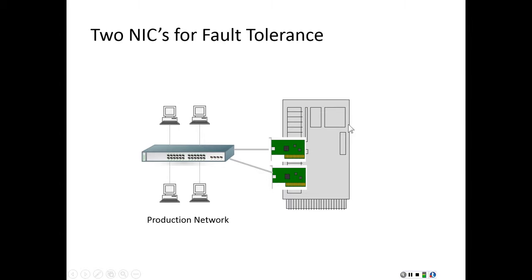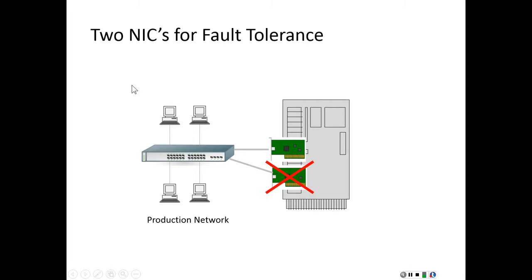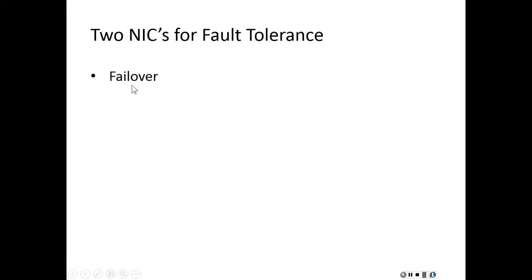If you had an ESXi host with 2 physical network interface cards and one of them went bad, that's okay. You would have the other one there to handle all network traffic. This is called fault tolerance. If one of them fails, that's okay, the other one is there. This is what they call failover. Failover simply means one fails, then the other one steps in and takes up the slack.